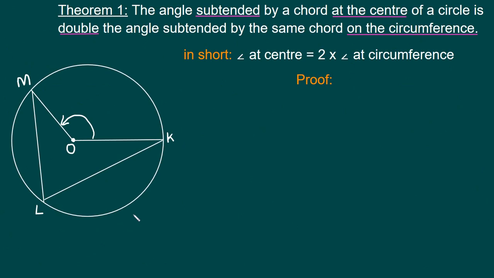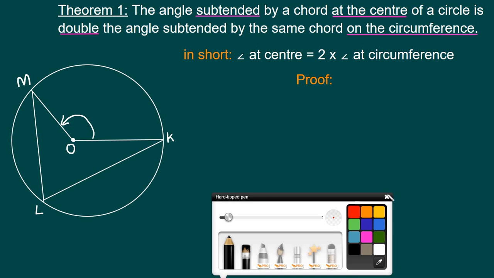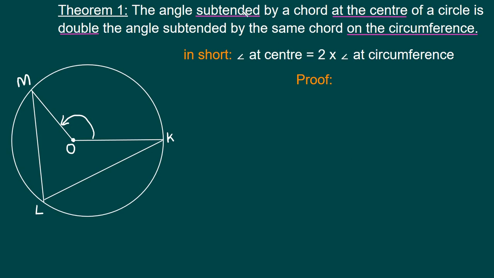Diving into the first one. The first theorem says the angle subtended by a chord at the center of a circle is double the angle subtended by the same chord on the circumference. I tried to highlight the most important parts about this theorem. The first one is that we are subtending an angle. The word subtended, in terms of Euclidean geometry, simply says you are forming an angle from 2 points. That is the word subtended.